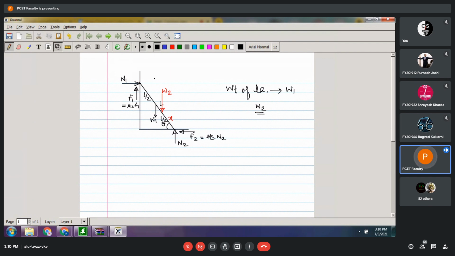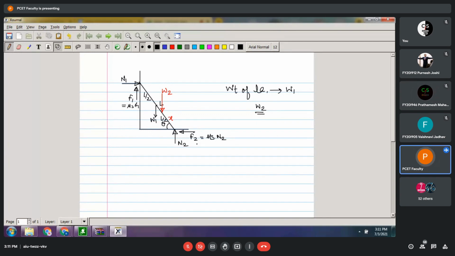This is your standard free body diagram for ladder friction, where in some of the cases it can be mentioned in the problem that your wall is smooth. If the wall is given as smooth, N1 will be there, but it will not offer any kind of frictional force to the ladder, so this F1 will not exist. Is it clear?